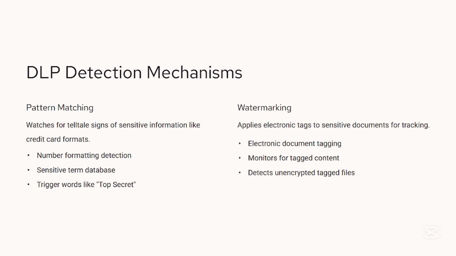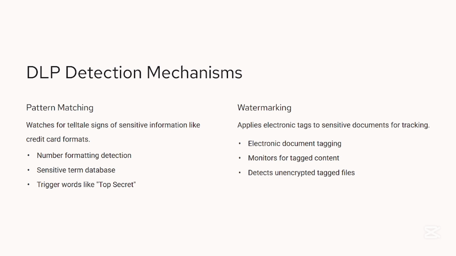So what our system does is it monitors these electronic tags, the tagged content, and checks if the tagged content is encrypted. If it's unencrypted, our system will either encrypt it automatically or block it from leaving the system. So that's how watermarking works.